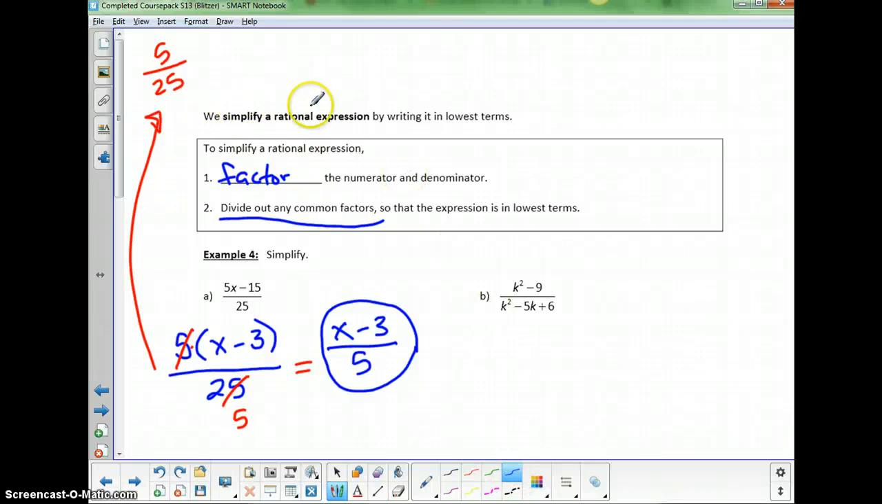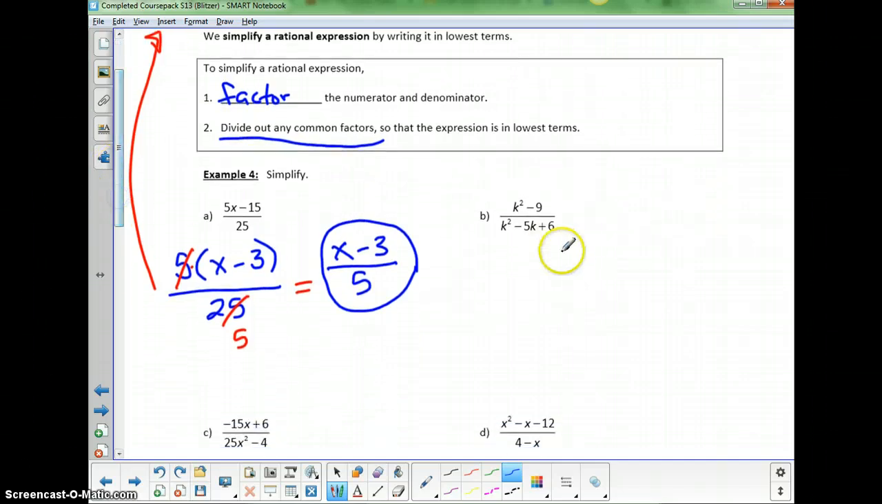So we're looking at simplifying rational expressions, and our first step is going to be to factor both the numerator and the denominator, and then we're going to divide out any common factors. Looking at this example B here, we need to factor. The numerator can be factored as a difference of squares. I've got two perfect squares there, so it's going to be k plus 3 and k minus 3.